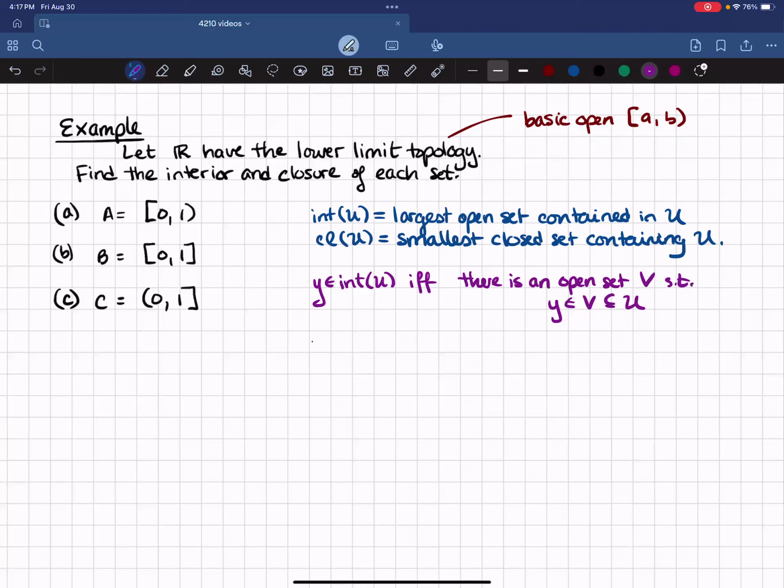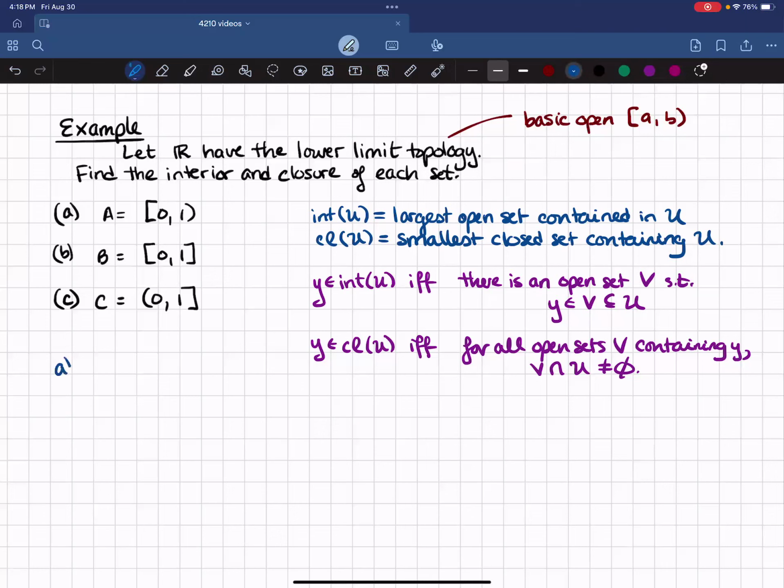Okay. And then secondly, Y is in the closure of U if and only if for all open sets V containing Y, V intersect U is not empty. Okay, so these are going to be the ideas that we've already learned about interior and closure that we can use to solve this problem. All right, so let's go ahead and work on the problem now.